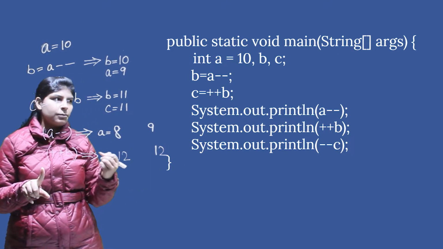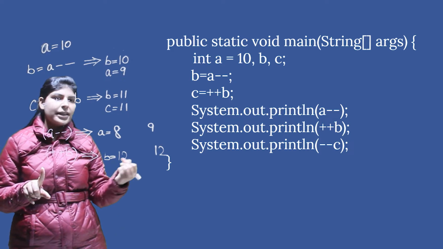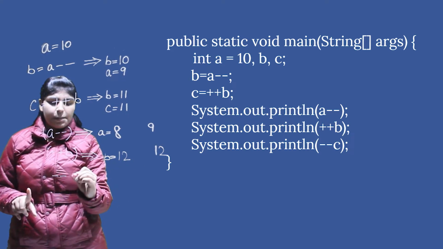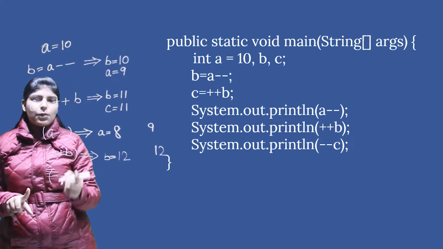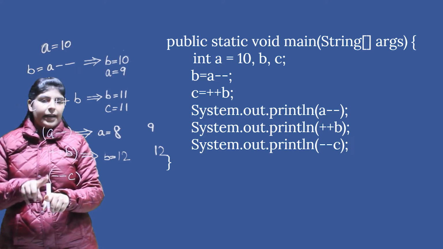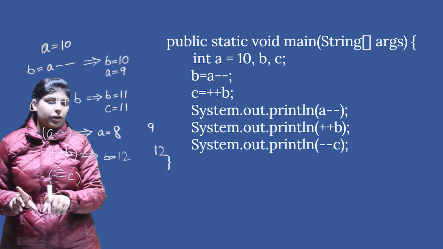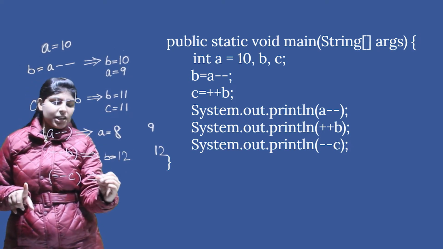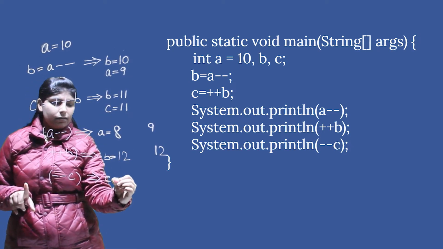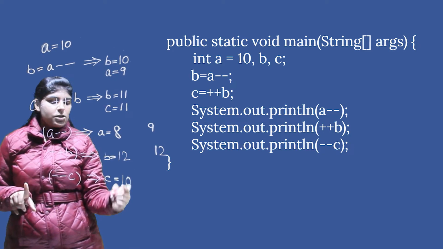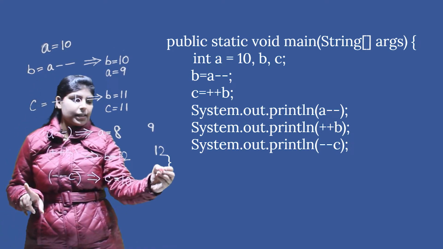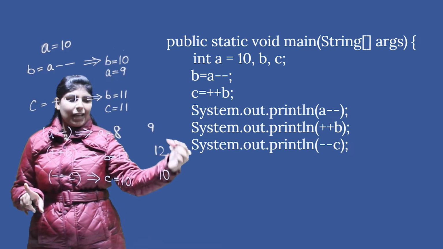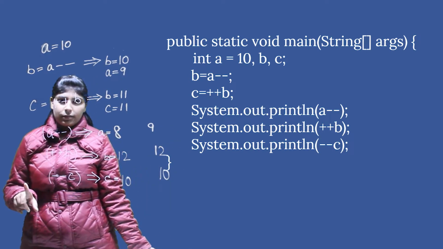Next I have System.out.println(--c). Again this is a prefix operator. So first the value of c will be decremented and then the new value of c will be printed on the screen. What is the value of c? c is 11. So first I'll change c to 10. Now this new value is printed on the screen. So I'll get the output as 9, 12 and 10.